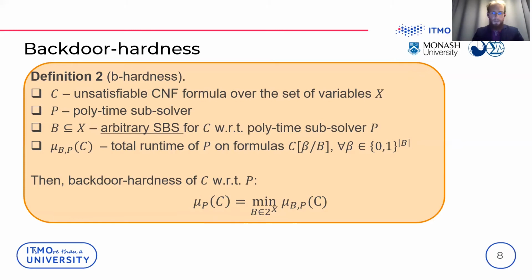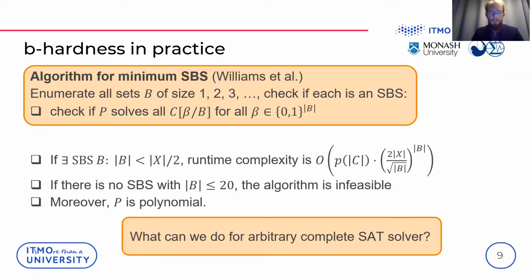How can we use it in practice? The algorithm for finding the minimum SBS, suggested in Williams et al., enumerates all sets B of size 1, 2, 3, etc. And for each set, it checks whether it is an SBS. And for that, it solves all weakened formulas C beta B for all assignments beta. And it's not hard to see that this algorithm is impractical if there is no small SBS. Moreover, it's only applicable for a polynomial subsolver P, and in practice, we do not often use polynomial SAT solvers. So what can we do for an arbitrary complete SAT solver?